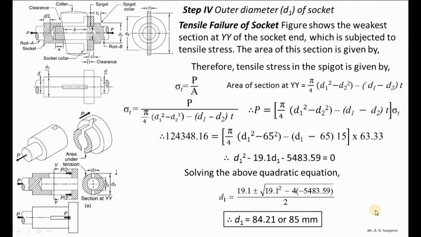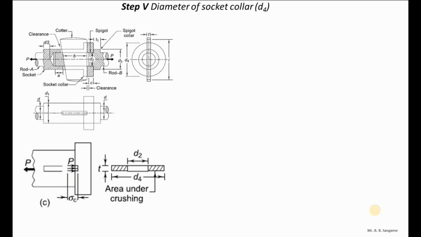So here we have calculated the diameter of socket. Next, let us calculate the diameter of socket collar, which is d4. So here you can see the socket collar, and we can calculate the diameter of socket collar by considering the crushing failure of socket collar.